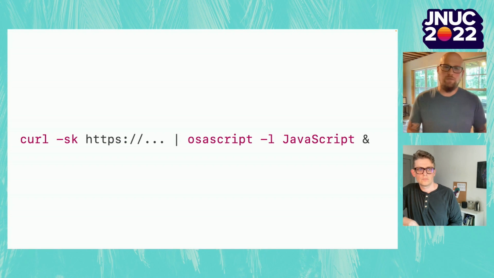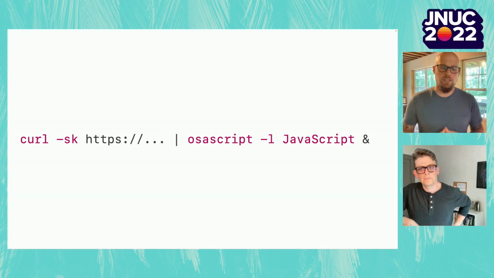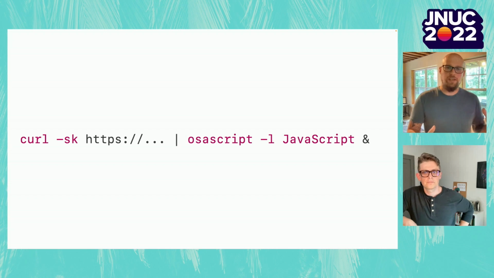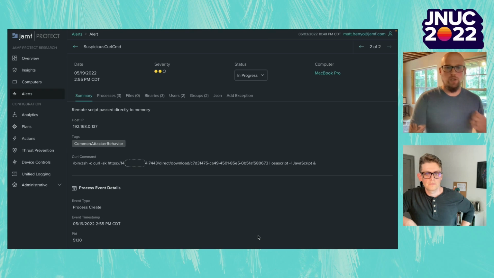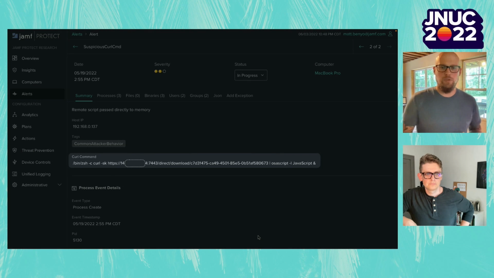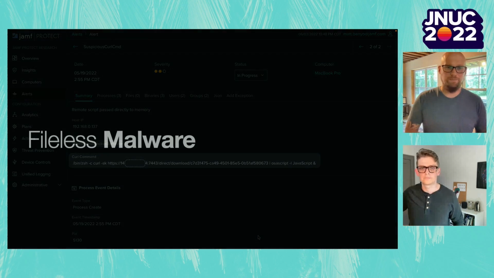So what we look for instead is something like this, where curl is running, reaching out to the internet, pulling something down, and then the results of that are directly piped to an interpreter language. In this case, we see osascript or AppleScript using JavaScript, or JXA, JavaScript for Automation. Between curl being run and JavaScript/osascript taking the results, this is very suspicious, and we want to make sure that we flag something like this.